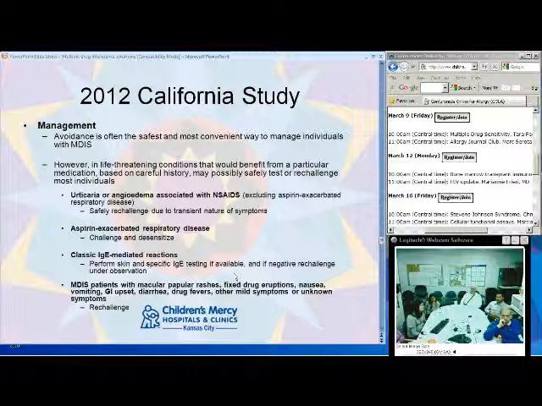So again, they didn't go into detail about how you rechallenge them. You know, is it one where you rechallenge them in the clinic and you watch them for 6 hours, or if you put them in the hospital for 2 weeks and give them a bunch of different drugs? Obviously they didn't go into those details, but they did say that it's something you need to consider, especially if they need that particular medication for whatever condition they have.